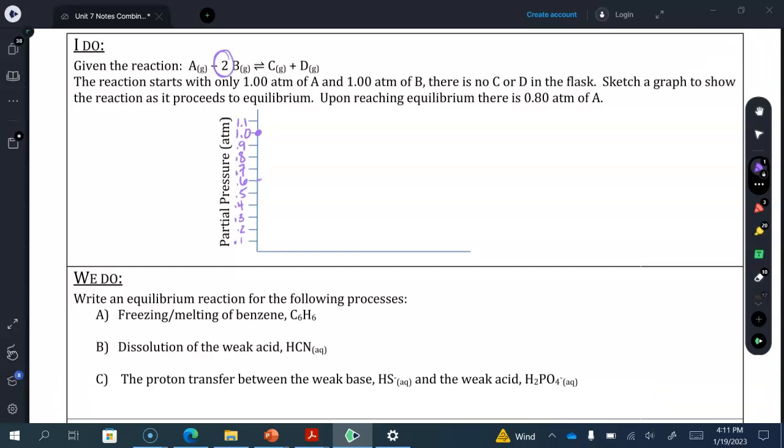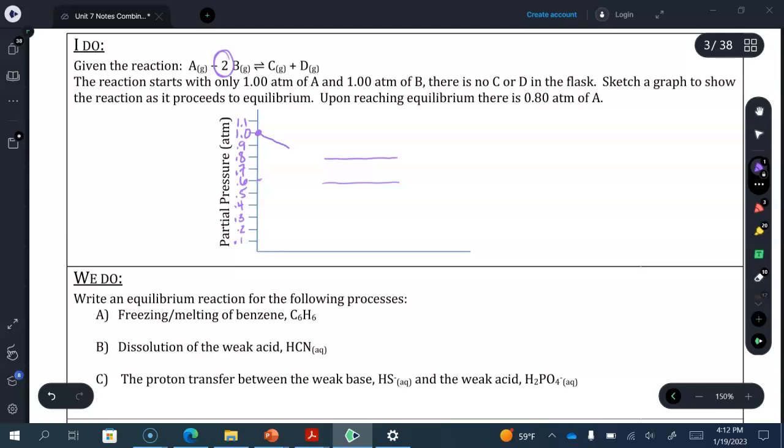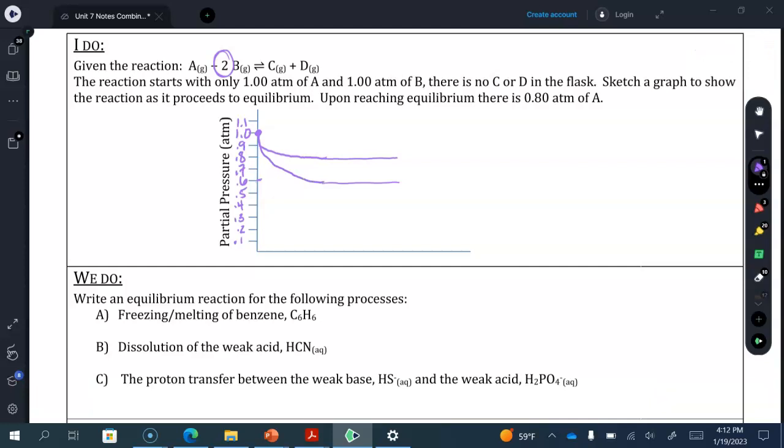So eventually it should end up decreasing to these lines. So this would be A, and it should decrease rapidly and then flatten out, and then this would be our B, which decreases rapidly and then flattens out. Then we have to draw C and D. Well, they're both in a 1-to-1 ratio, which should match the amount of change.